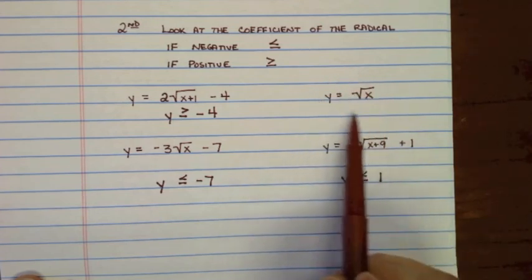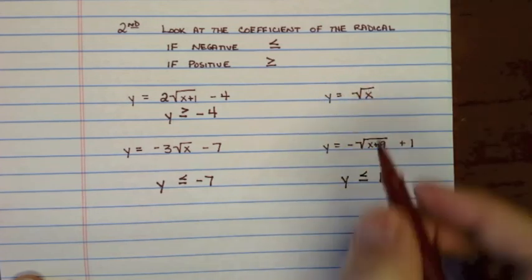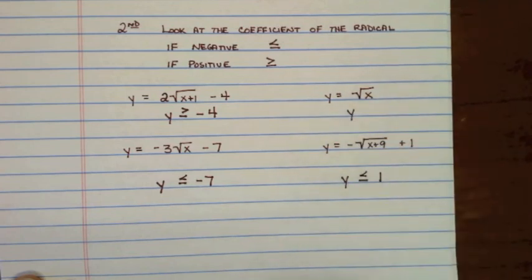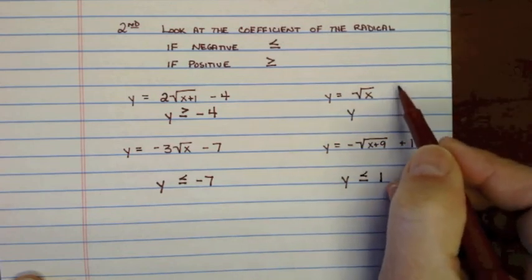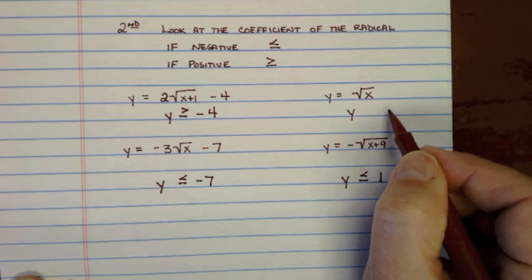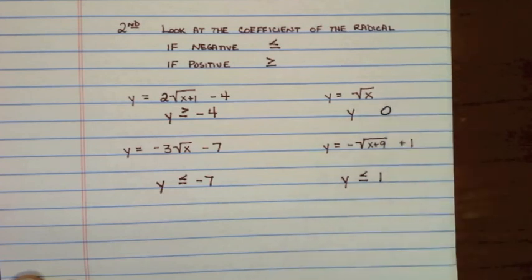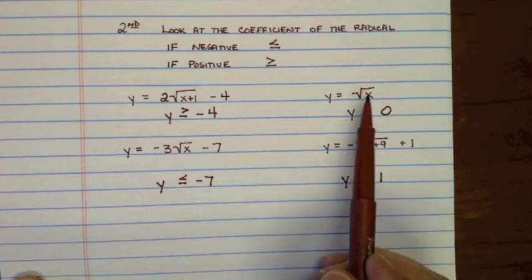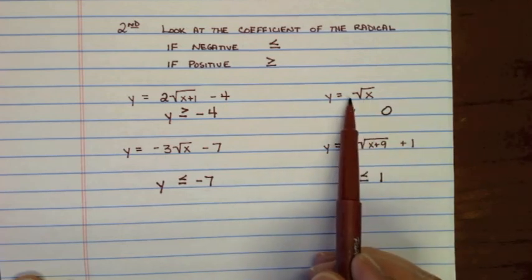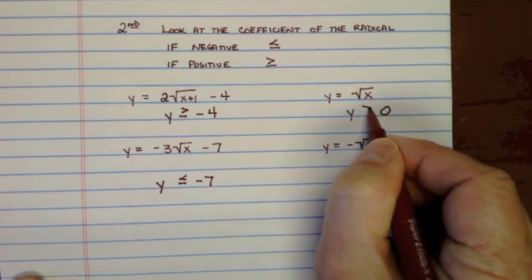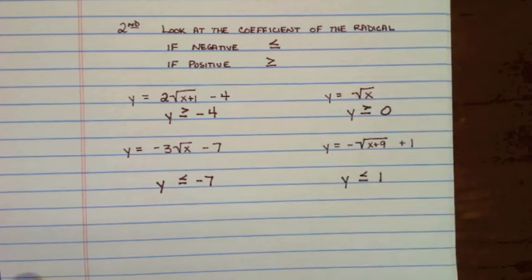I need to find the range on this one. Y represents my range. I don't see a number out here. The number that represents nothing is 0. Now I need to figure out if it's going to be less than or equal to or greater than or equal to. I look at the coefficient, the number in front. The number in front right here is a 1. That's a positive 1. So it's going to be greater than or equal to 0. That's how you find the range for these radical equations.